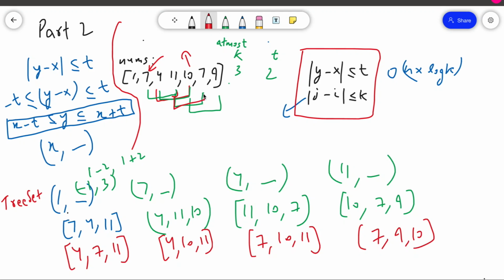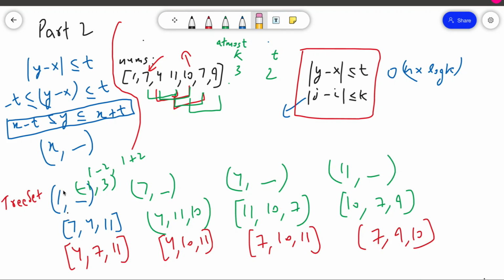So similarly, if we slide our window by 1 again, then we need to remove 4 and 7. So at any moment we need to keep the next k elements from the current number in our tree set data structure. Okay, tree set, as I said, will store the numbers in sorted manner and it won't allow any duplicate value.